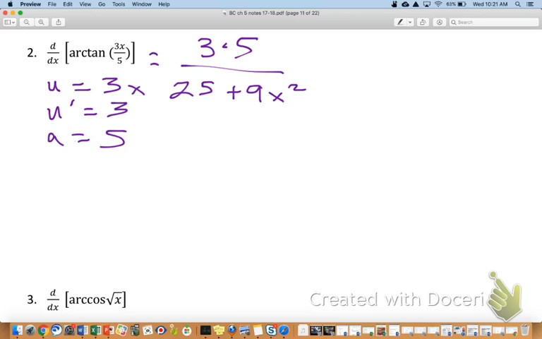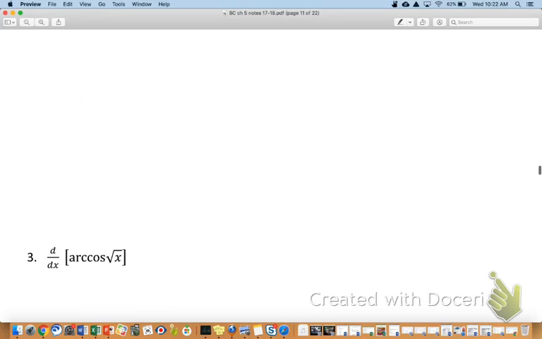All right. Last but not least, number 3, arc cosine of root x. Our u, Santi, would be what?